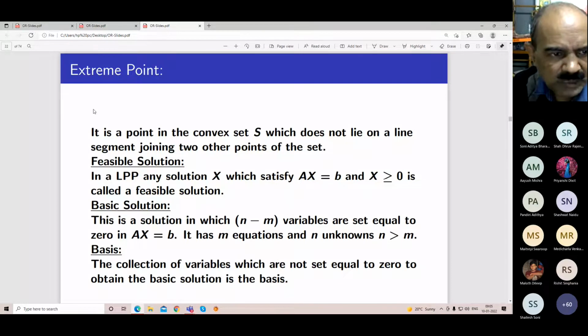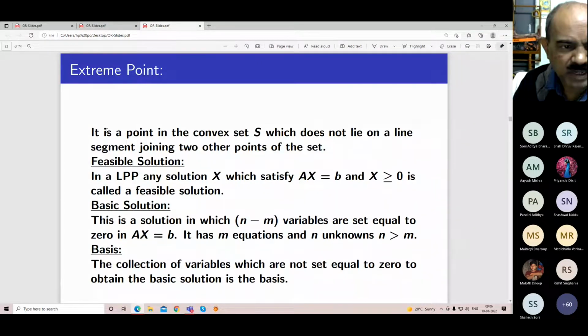We are talking about the extreme point in the convex set S, which does not lie on a line segment joining two other points of the set. I have already mentioned the line segment, the line joining this point A and B. So A is an extreme point, B is an extreme point. All the other points are on the line segment.